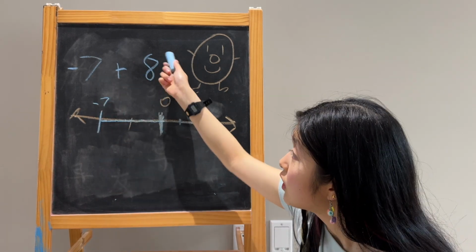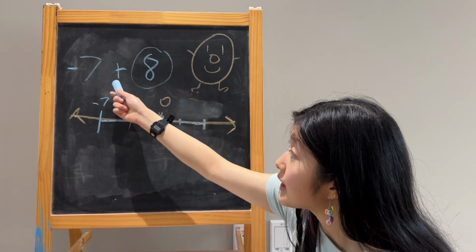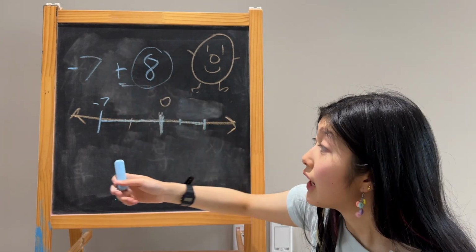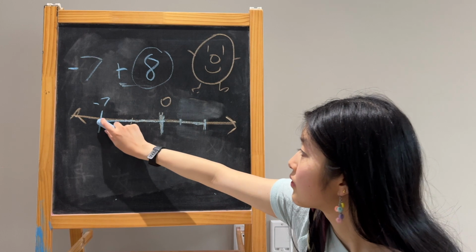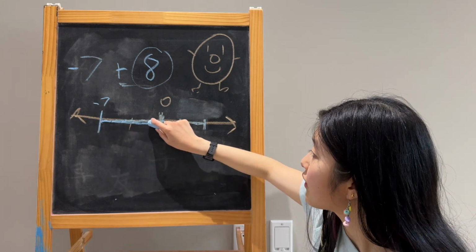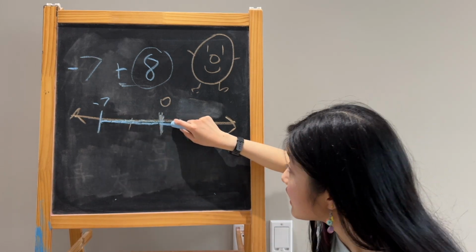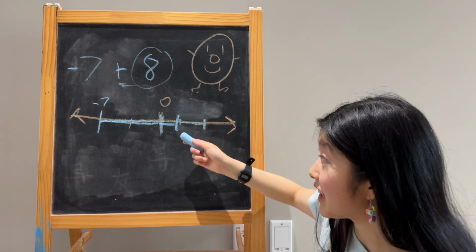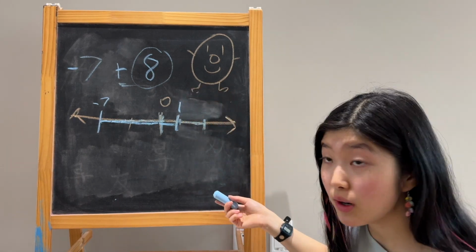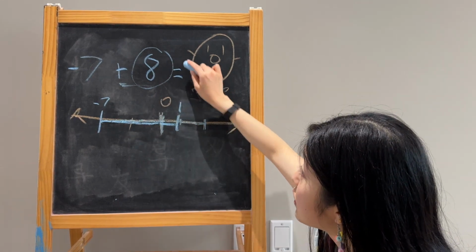And now we look at this number and we see that it's a positive, right? So now let's go 8 steps to the right. 1, 2, 3, 4, 5, 6, 7, 8. Oh, we're over here now. So that is just positive 1. So this is equal to positive 1.